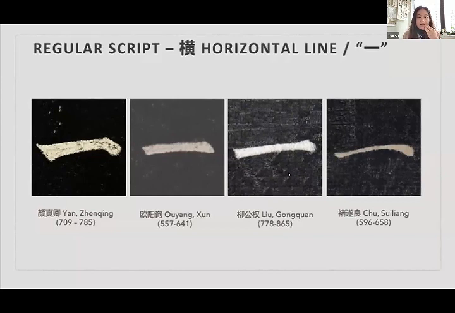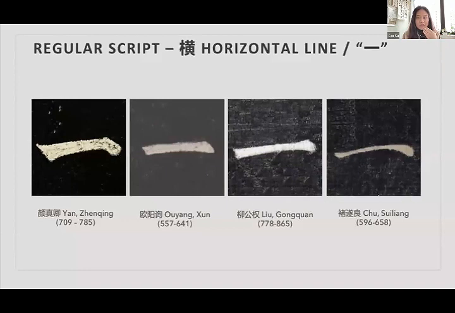Whereas Liu Gongquan is like the combination of these two. He's not as strong as Yan's style, but still remains a bit of thickness changing compared with Ouyang. That's because Liu Gongquan actually learned from these two masters, so you can find the source where these styles come from.